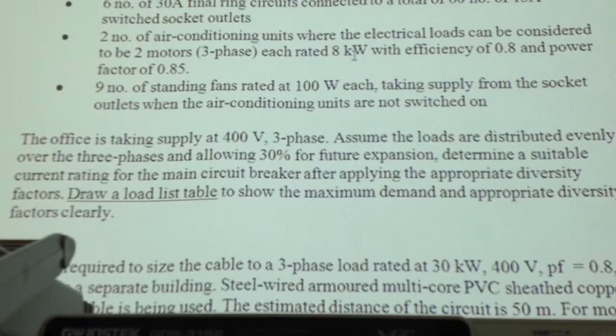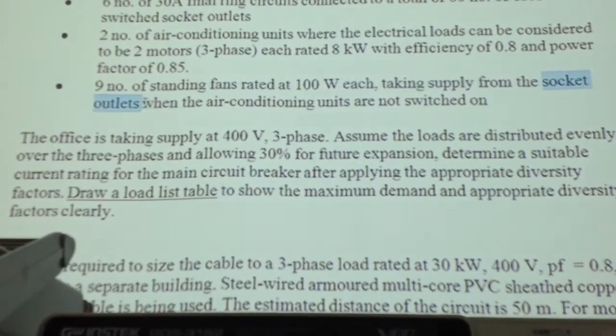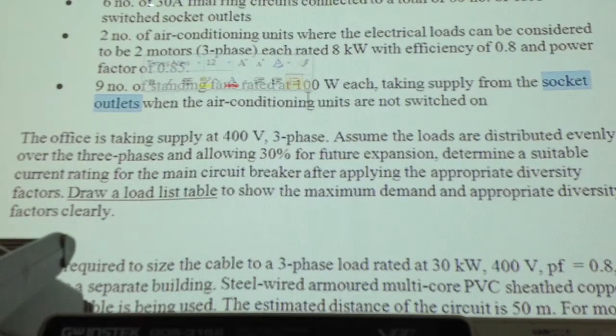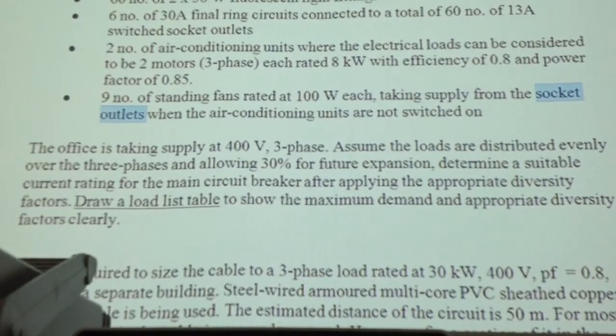Another hint is that these fans are connected to the socket outlet. It's already connected to the socket outlet. So that means I have already considered the load in number 2. I don't need to consider any more, because they're all connected to the socket outlet. So there are 2 hints already in these questions. Firstly, they tell you that when the aircon is on, the fan will be off. So you can ignore the fan supply because they will be switched off, unless the fan supply is so high compared to aircon, then we choose whichever is the highest.